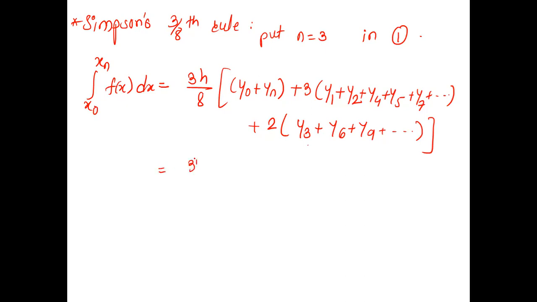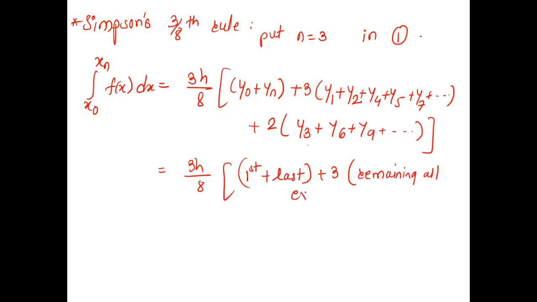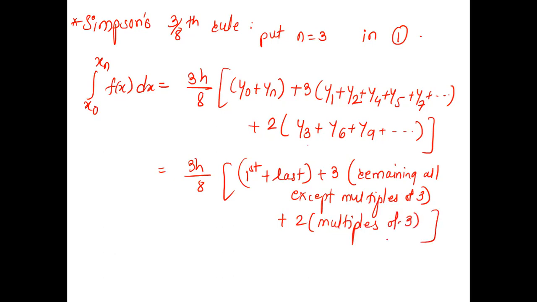That is 3h by 8, first plus last, plus 3 times all the remaining except multiples of 3, plus 2 times all the multiples of 3. So this is the formula, Simpson's 3/8 rule.